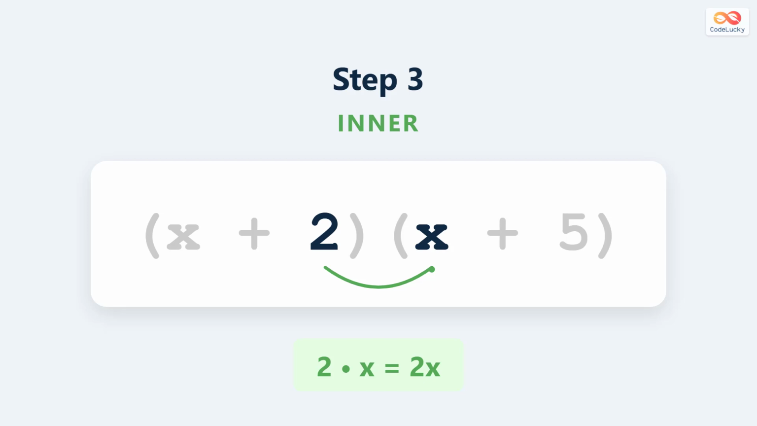Then we do I for inner. These are the two terms on the inside. We multiply 2 by x, which gives us 2x.